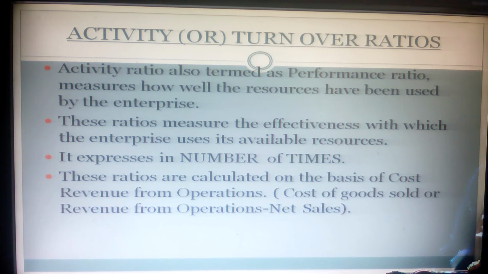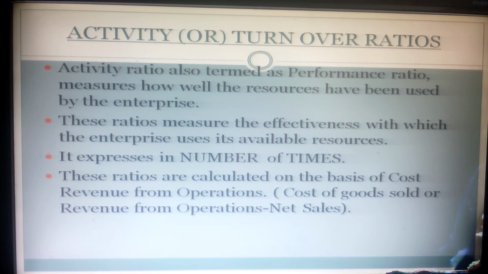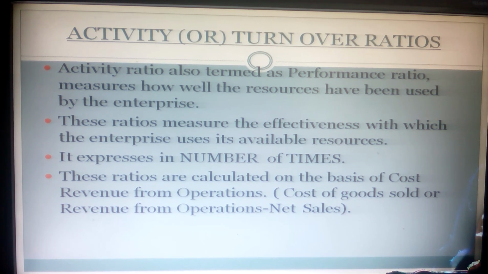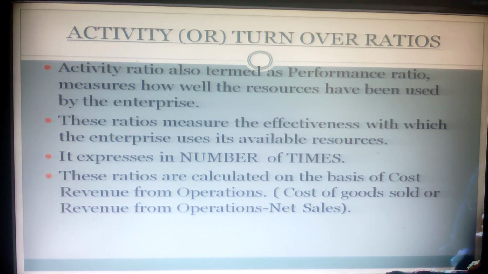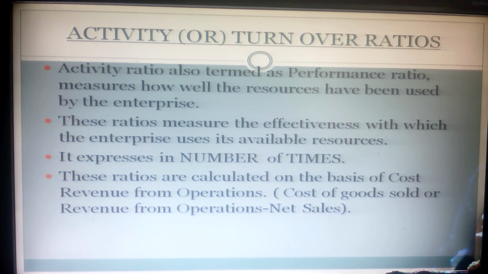Activity or turnover ratio, another name is performance ratio. Activity ratio is also termed as performance ratio. It measures how well the resources have been used by the enterprise. That is very, very important. These ratios measure the effectiveness with which the enterprise uses its available resources, how effectively resources are utilized. Based upon that, we judge the activities or performance of the business.